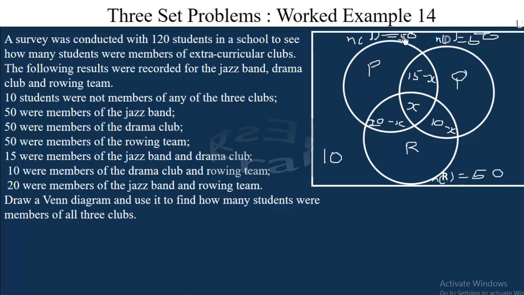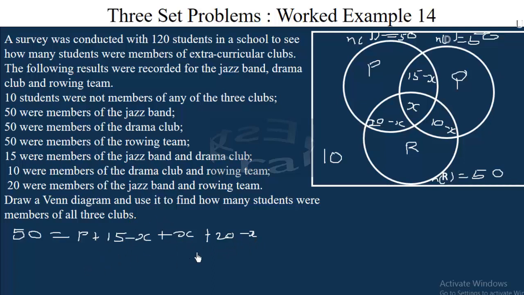Then we know that 50 is equal to the addition of all the elements in this region, or the addition of these 4 regions, 1, 2, 3, 4. So 50 is equal to P plus 15 minus X, then plus X, then plus 20 minus X. So 1, 2, 3, 4.